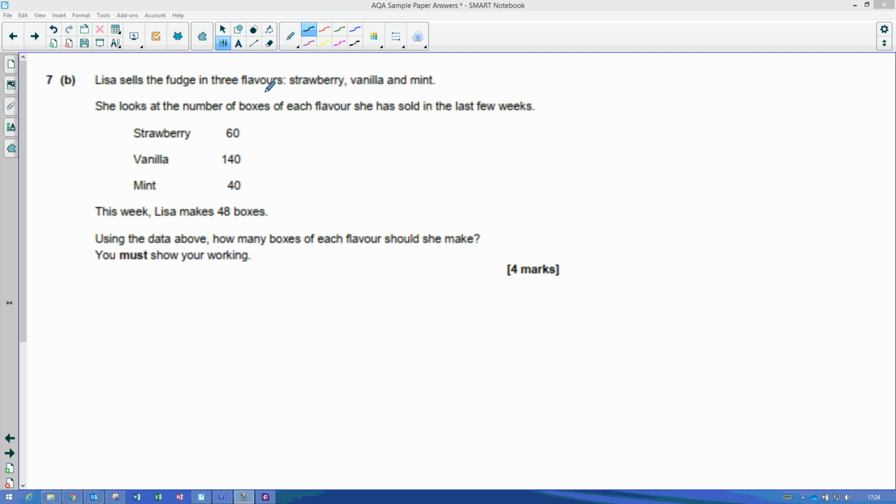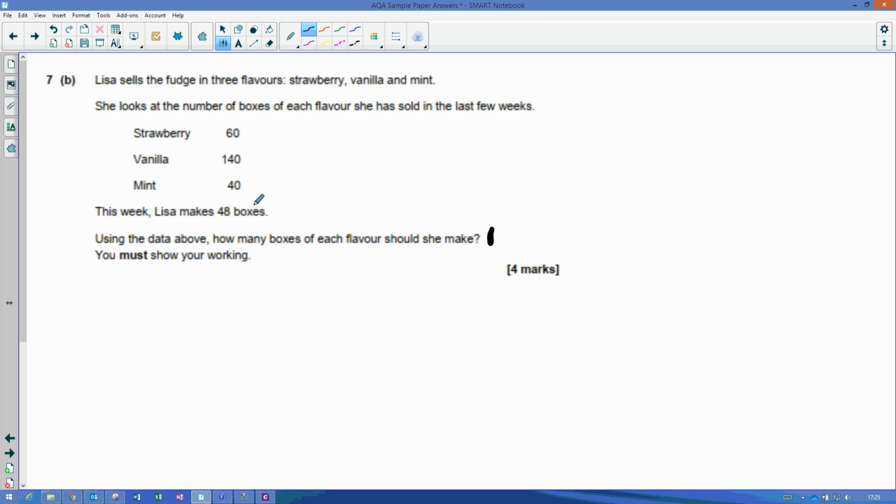Lisa sells the fudge in 3 flavours: strawberry, vanilla and mint. She looks at the number of boxes of each flavour she has sold in the last few weeks, and we've got that information. This week Lisa makes 48 boxes, which we already knew from part A. Using the data above, how many boxes of each flavour should she make? So this is our job. That's what we've got to work out. You must show your working. Any question worth more than 1 mark, show your working whether it tells you to or not. Right, so how many boxes of each flavour should she make?